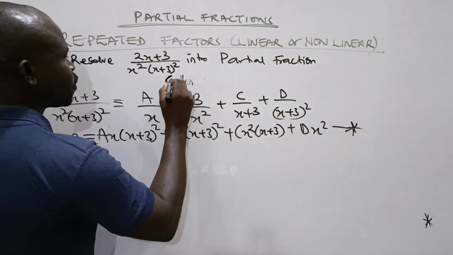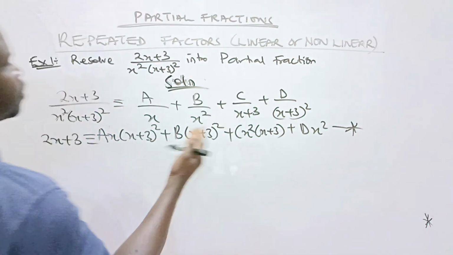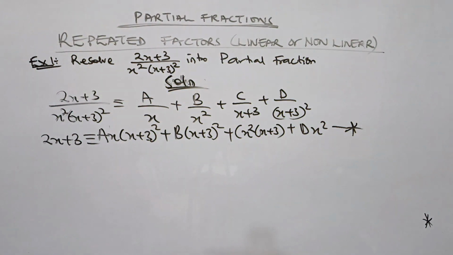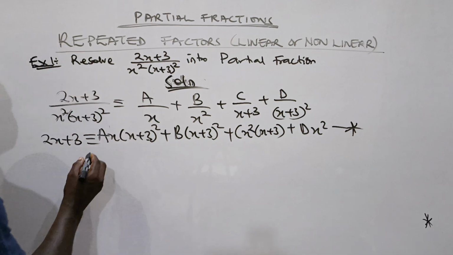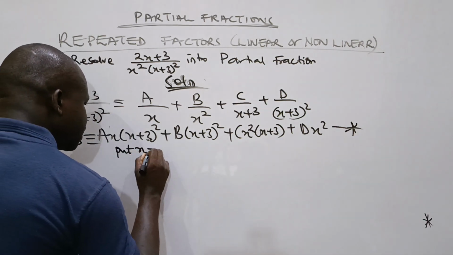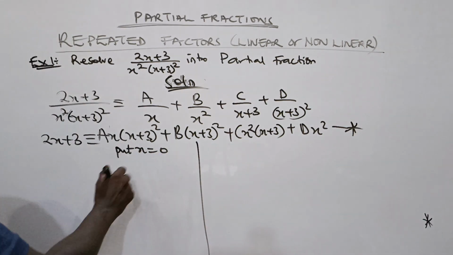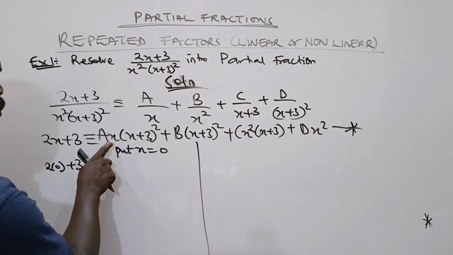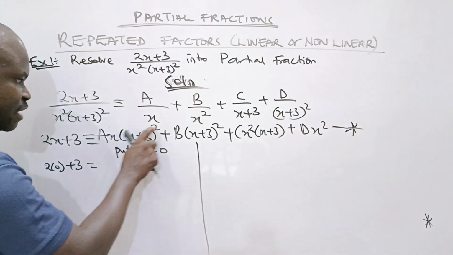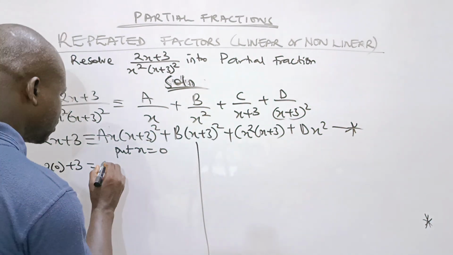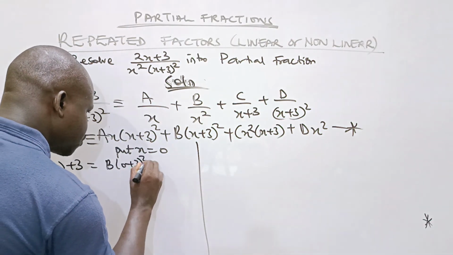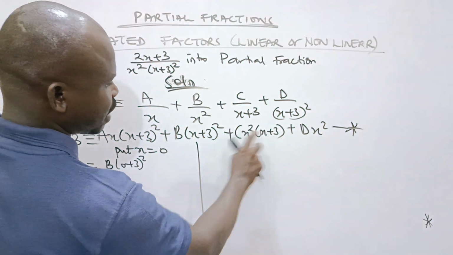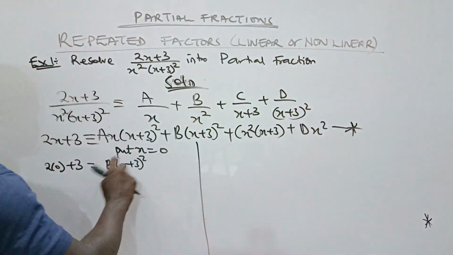So at this point, once we get to this stage, we can now use a method of resolution, either the cover-up method or comparing coefficients. But in this case, we can use the cover-up method. If I put x equal to 0, I'm going to have 2(0) + 3 equal to, since x is 0, everything with x will vanish here, and I'm left with b(0 + 3) squared. Since this is x squared, everything will vanish. So this is what I'm going to get.